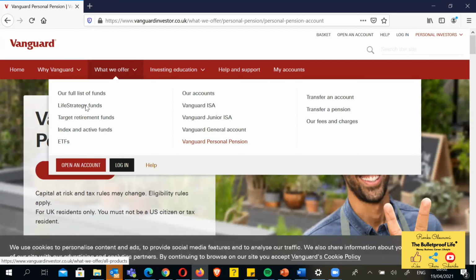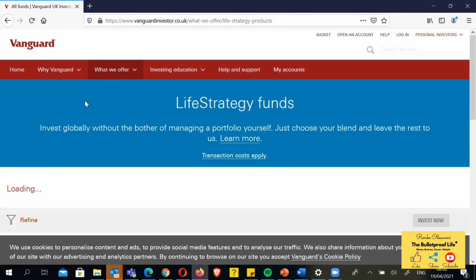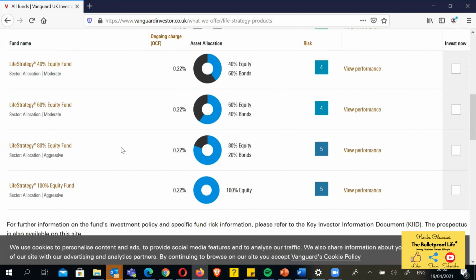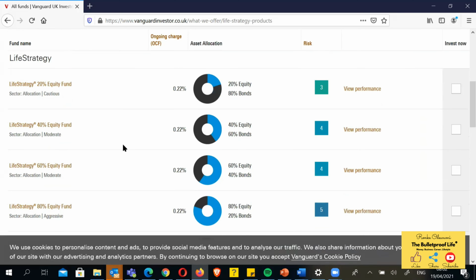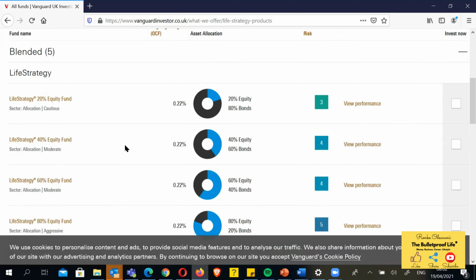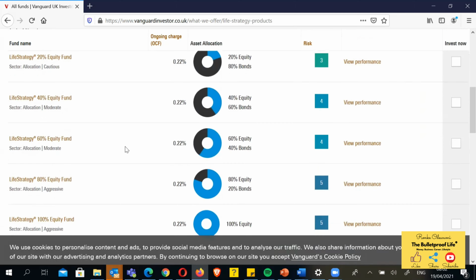Let's start off with the Life Strategy Fund. Now, for the Life Strategy Fund, there are 5 funds that are split across different equity levels based on risk. And one thing I always say is that you should always know your own risk level. You should know how much risk you can bear, because that will determine what kind of investments you buy. In this particular group of funds, you can have a 20% equity fund, which means only 20% of your money goes to shares, 80% goes to bonds, which makes it much safer. As you can see, the risk level is 3.